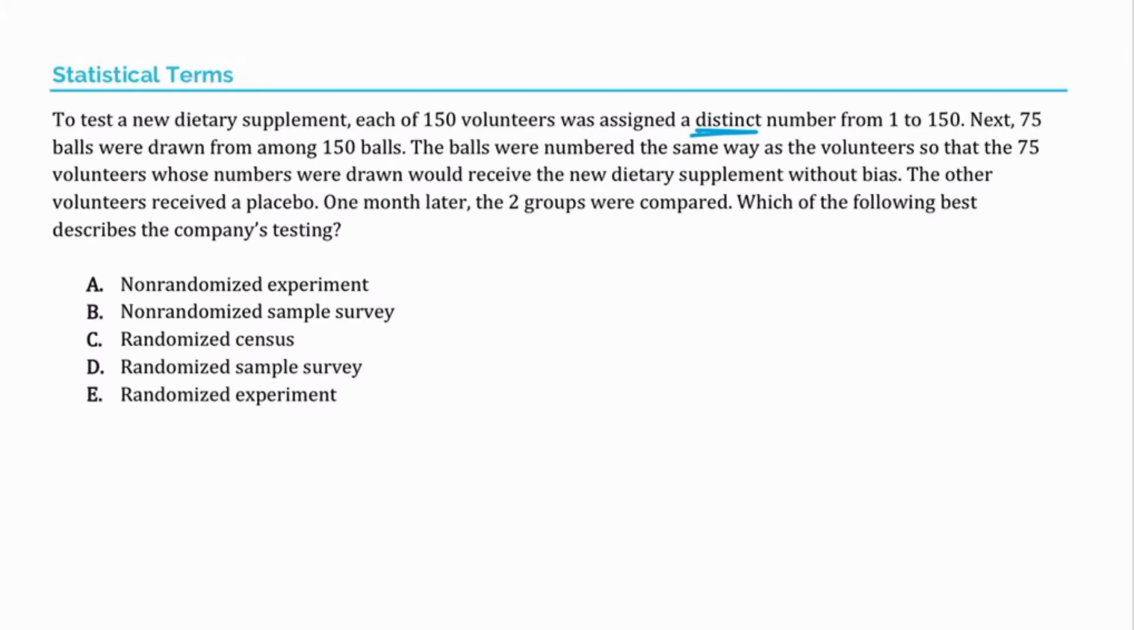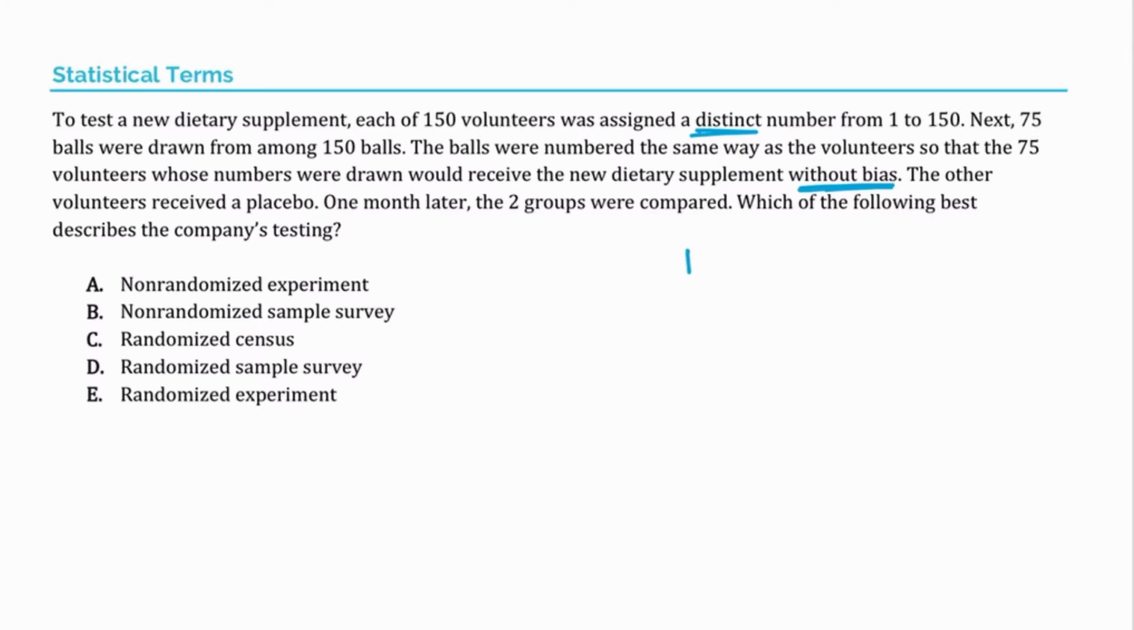Next, 75 balls were drawn from among 150 balls. Okay, so they're leaving it up to chance, put a hand in, draw a ball, okay, that number goes with a person. The balls were numbered the same way as the volunteers so that the 75 volunteers whose numbers were drawn would receive the new dietary supplement without bias, right? So the key thing here is that because they did this random selection of just picking numbers randomly, there's no bias in the way these people were selected. The other volunteers received a placebo.